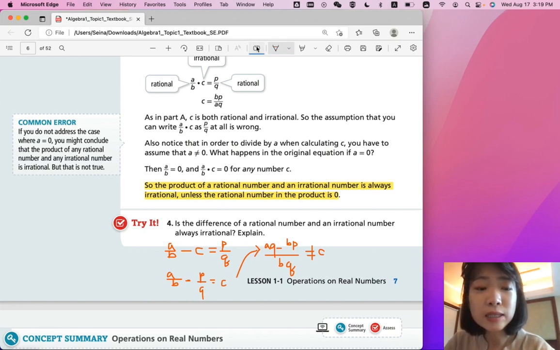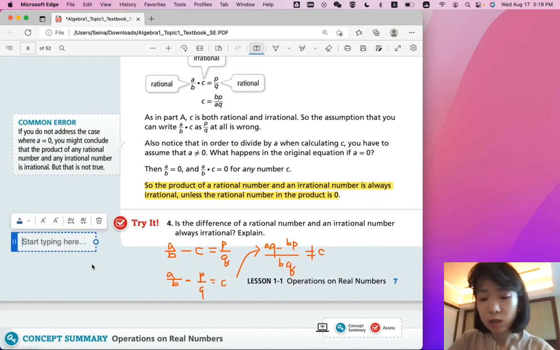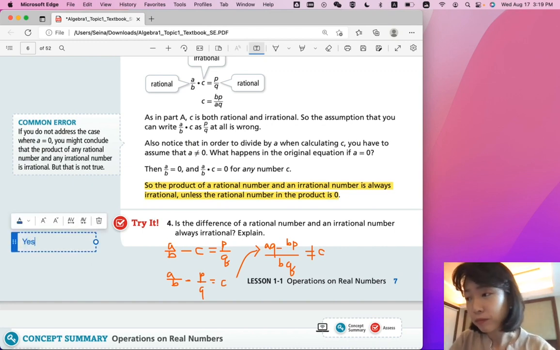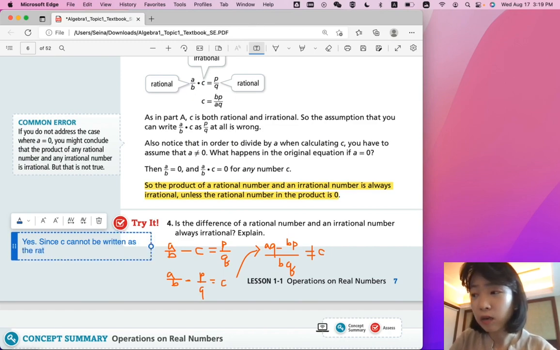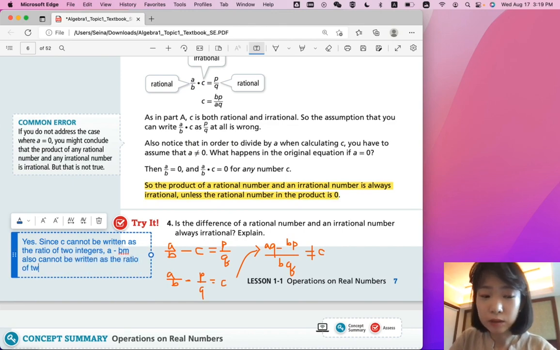Okay, so we're using the same method. So we can say yes. Since c cannot be written as the ratio of two integers, a over b minus c also cannot be written as the ratio of two integers.